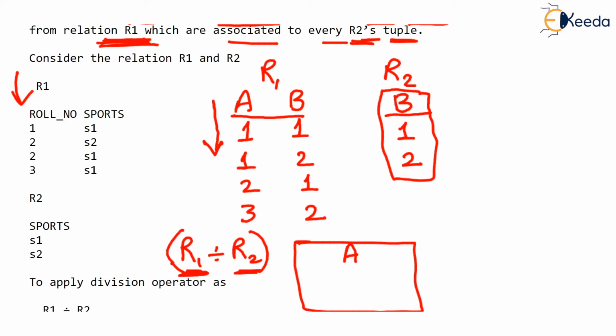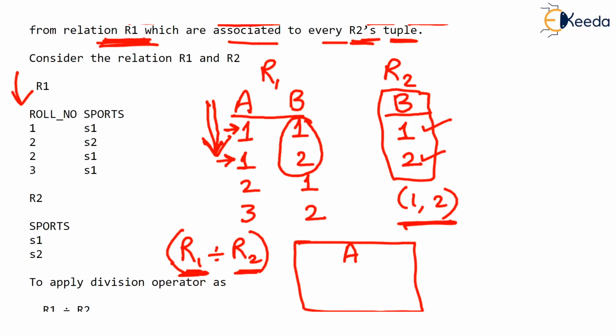Let us check what are the values in R2. Values in R2 are 1 and 2 under the B column. Then we see which values of A in R1 have both these values, 1 and 2, present. Let's check. When the value of A is 1, we have got values of B as 1 and 2. That means 1 is such a value under the A column which is associated with all the tuples of B. So in the result, we will get 1.